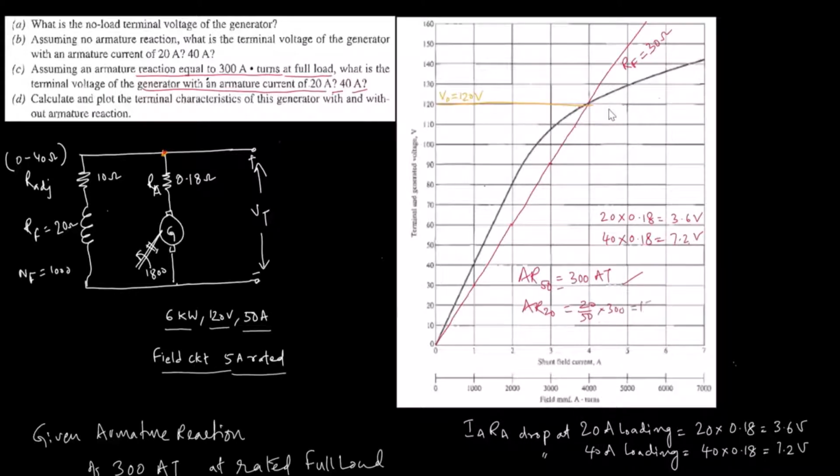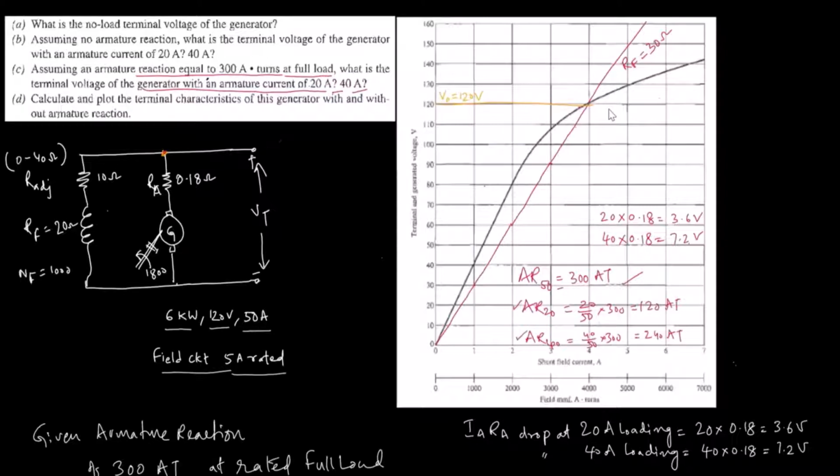So this comes to 120 ampere turns, and armature reaction at 40 amp loading condition, which comes to 40 divided by 50 into 300 ampere turns, which equals 240 ampere turns. So now we have to calculate the corresponding equivalent field current pertaining to this armature reaction, and also the corresponding equivalent field current to the 40 amps.